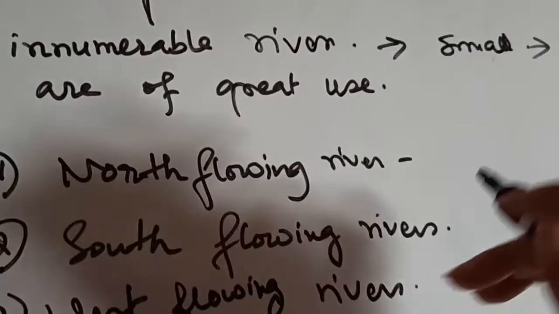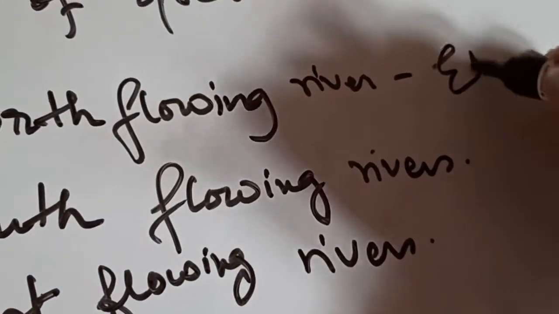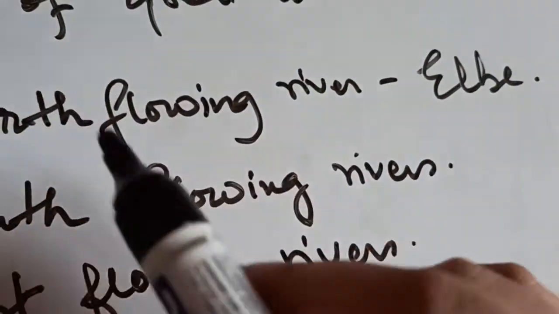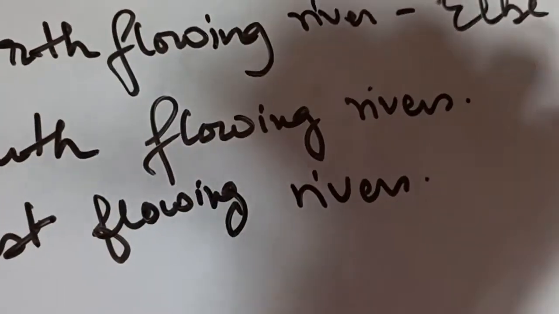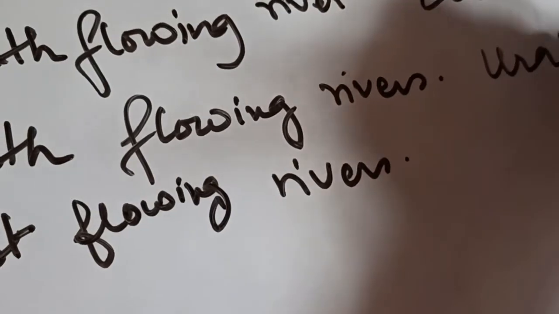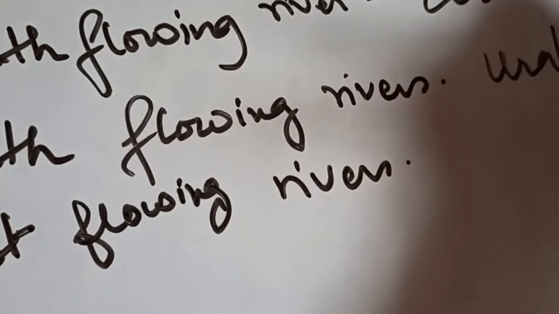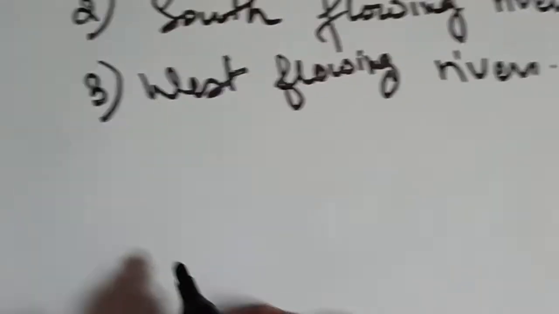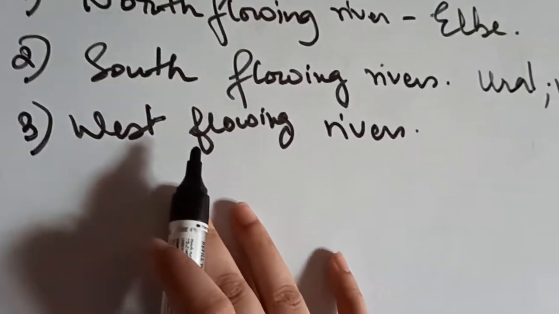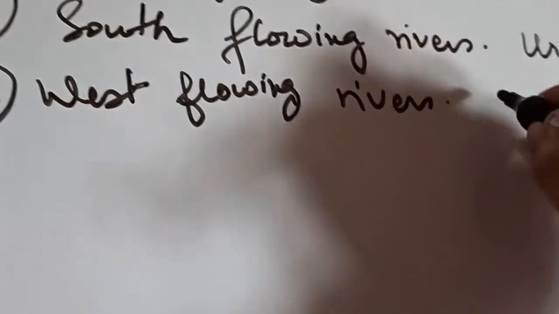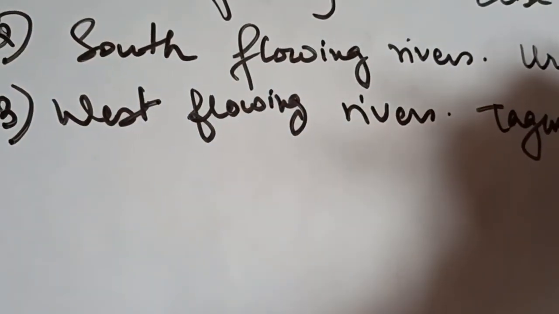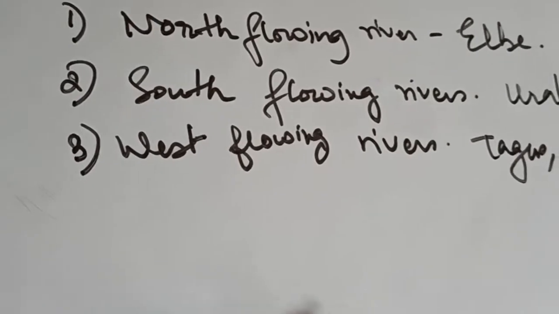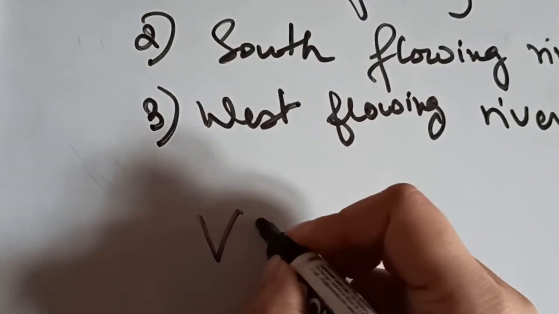Okay, so an example of the north flowing river is Elbe. An example of the south flowing river is Ural, Volga. An example of the west flowing river is Tagus, Loire, etc.